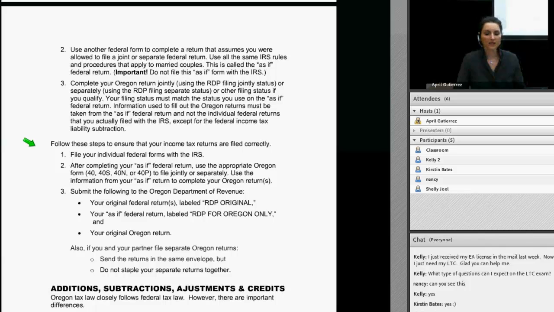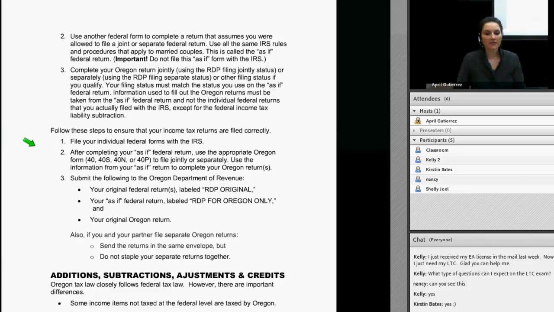Follow these steps to ensure that your income tax returns are filed correctly. File your individual returns or forms with the IRS. After completing your as-if federal return, use the appropriate Oregon Form 40, 40S, 40N, or 40P to file jointly or separately for Oregon. Use the information from your as-if return to complete your Oregon return.